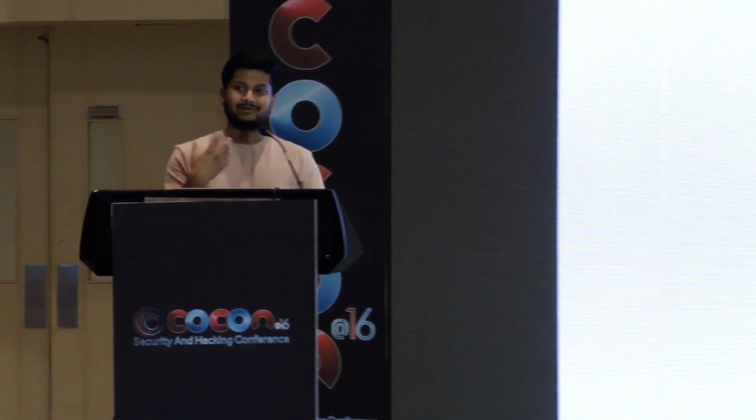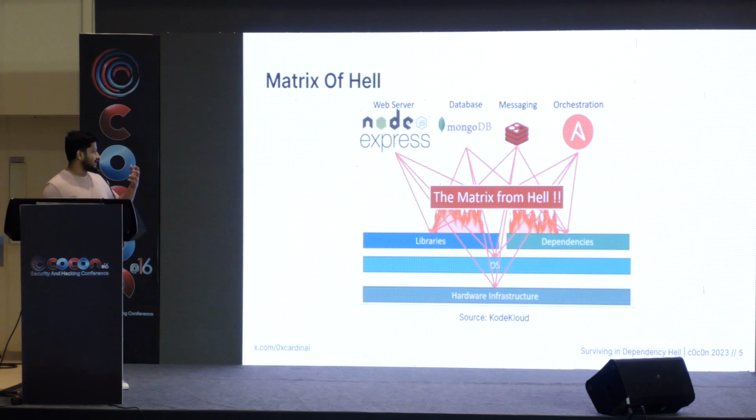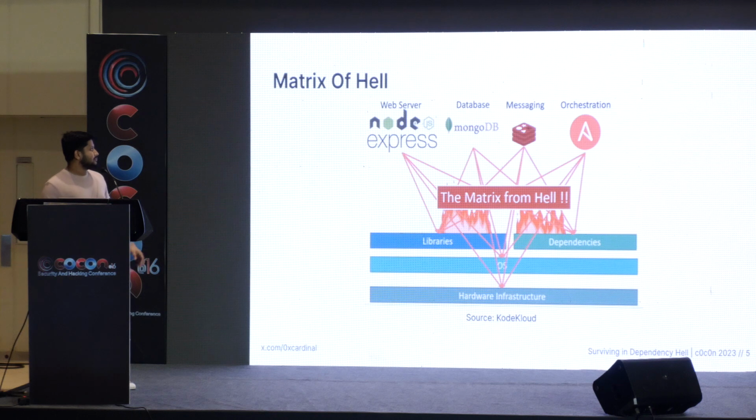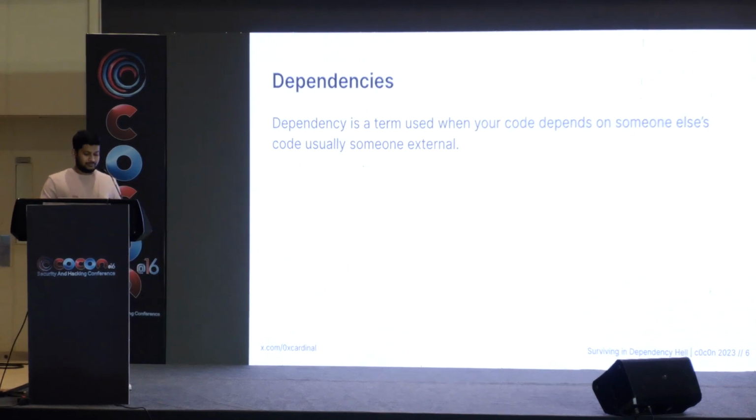This is a very nice image that I found, which talks about the hustle between developers and different libraries, packages, OS, and modules, right? So one thing or the other in this aspect keeps messing up, and which eventually creates delays in the release pipeline, releases and stuff like that. So from here, let's keep that matrix of hell in mind and let's see what is dependency.